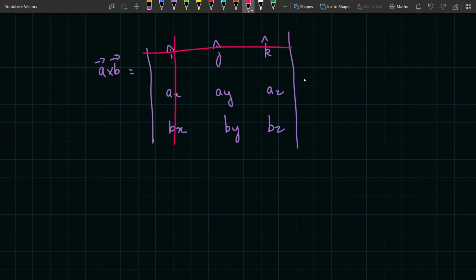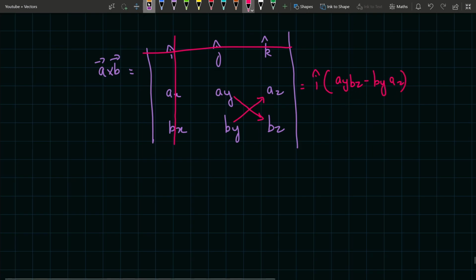And let me write i cap into what are the remaining things here? ay, az, by, bz. Now do cross multiplication, that is ay to bz, the first cross, minus the second cross by to az. That is the first step.